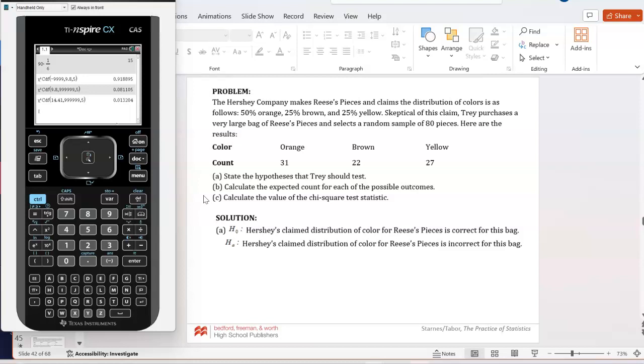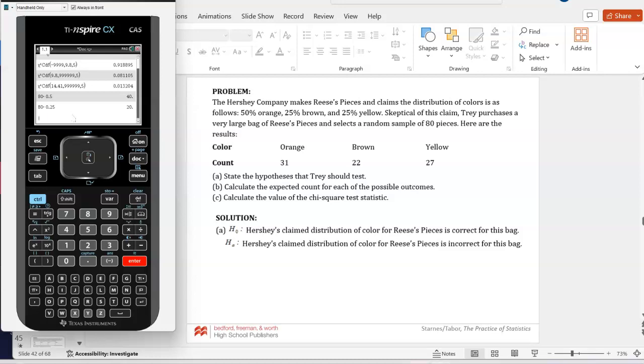Calculate the expected count for each one of these. So how many would we expect if he purchases 80 pieces? 80 times 0.5, we would expect 40 oranges, and 80 times 0.25, we expect 20 browns and 20 yellows. So those are the expected amounts. Well, you didn't get those exactly, right? You got 31, 22, and 27. So, a little bit different.